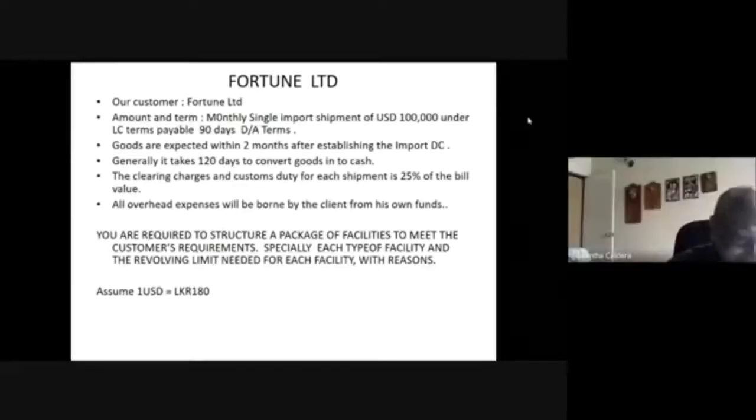Yes. Okay. Then after that we will accept the documents. Once we receive the documents, immediately we accept the documents, right? And those documents will be accepted to pay after 90 days because the LC term is 90 days DA.